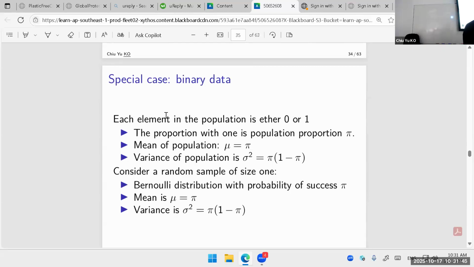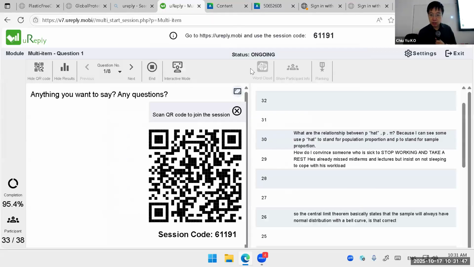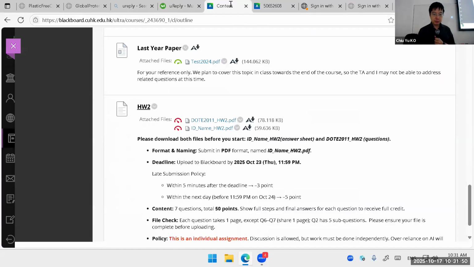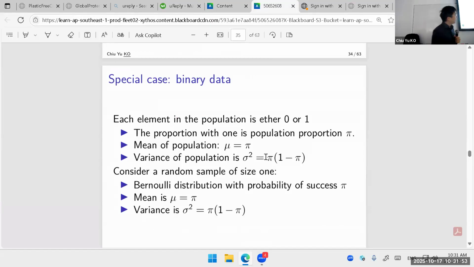Let me quickly get back. So what are pi and p first? Pi is a proportion of people, basically a number from 0 to 1. Suppose in CUHK 60% of people like the morning class. Then pi is 0.6, 60%. That means if you have 100 people, 60 of them will say yes and 40 of them say no. That's the pi.